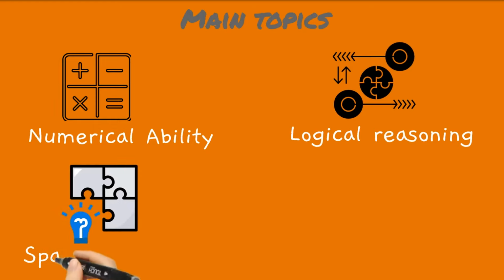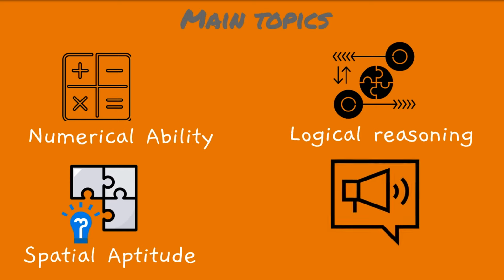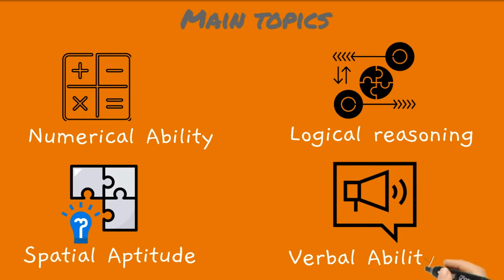Spatial aptitude is another topic which deals with 2D pictorial puzzle solving. Another topic is verbal ability, which mainly tests the knowledge in English vocabulary synonyms in the form of fill in the blanks. These 4 topics are to be extensively covered at a fundamental level.